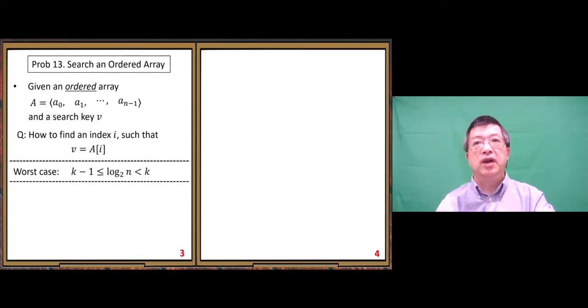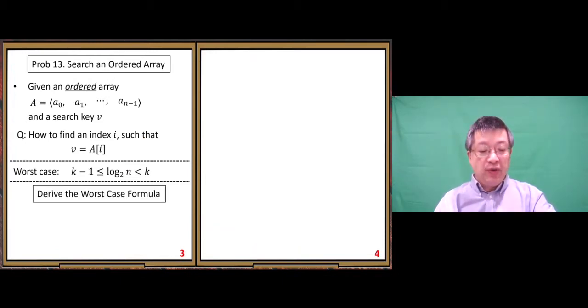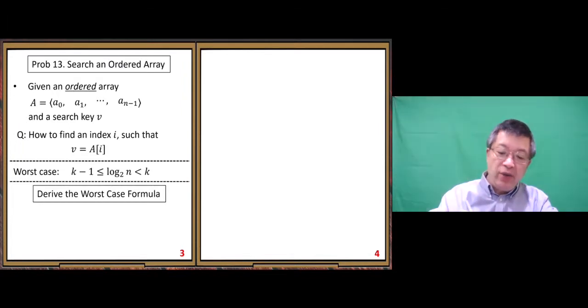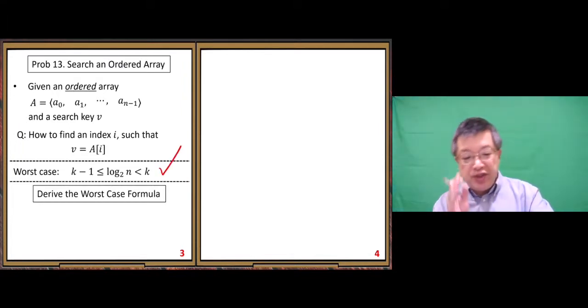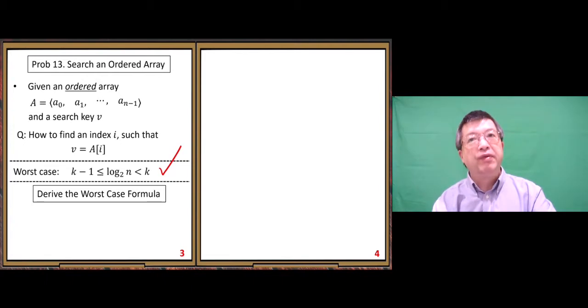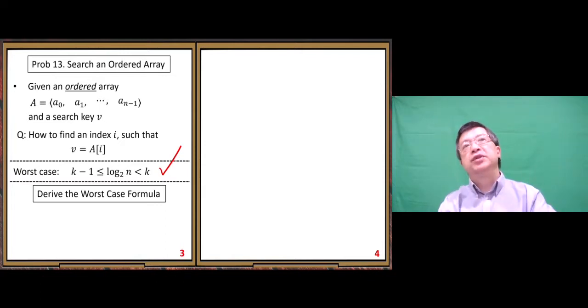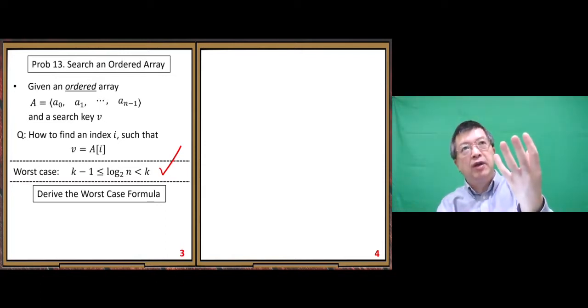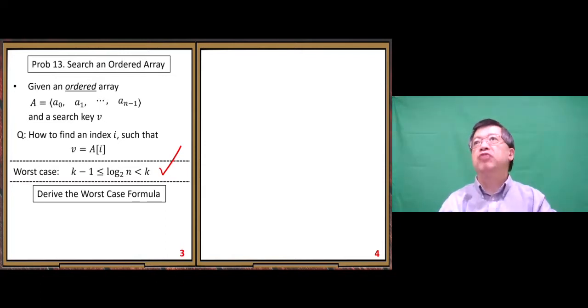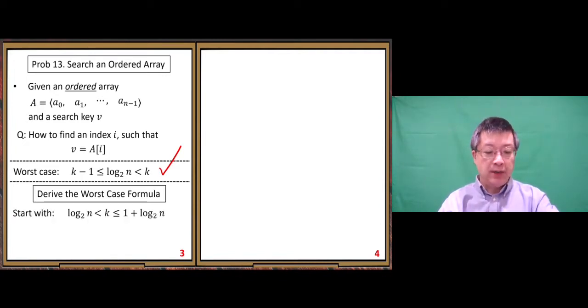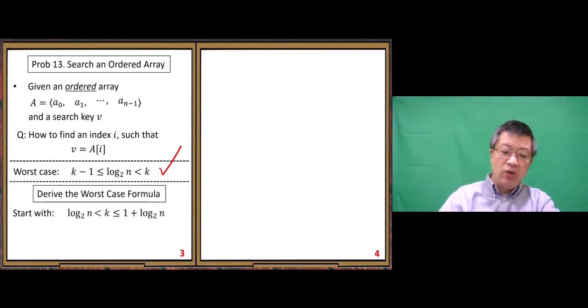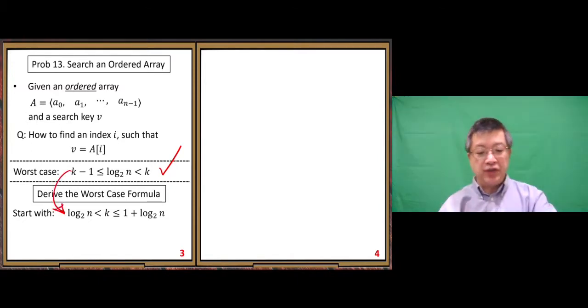All right, so we want to derive it. Currently, we already have this one. But from this inequality, can we derive the worst case formula? Still, we need to do some work to get a precise formula for the worst case. So let's do some more work. When we start, we change a little bit from this one, and we can get this inequality.